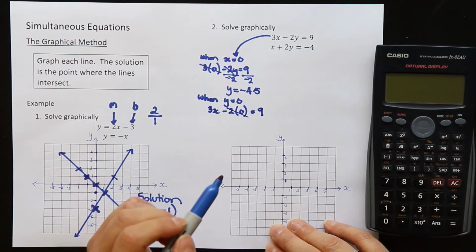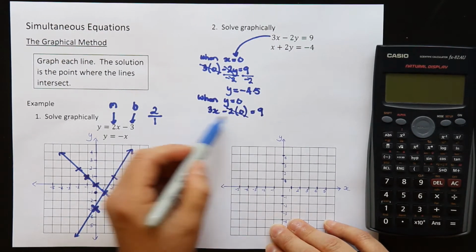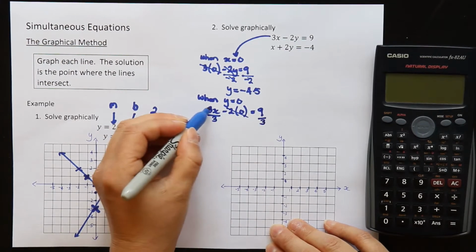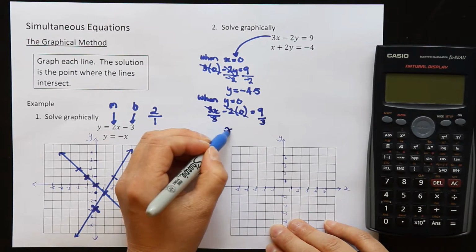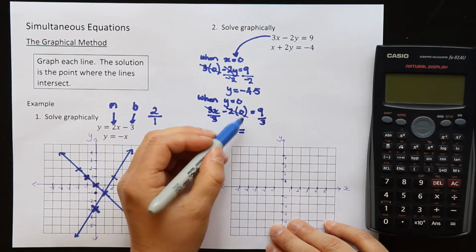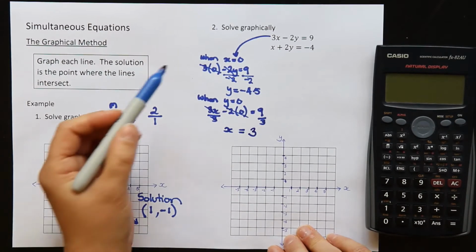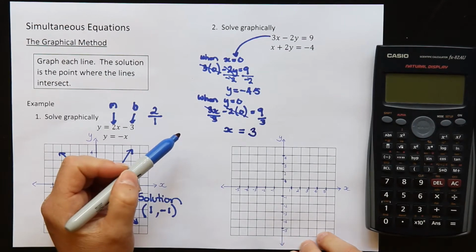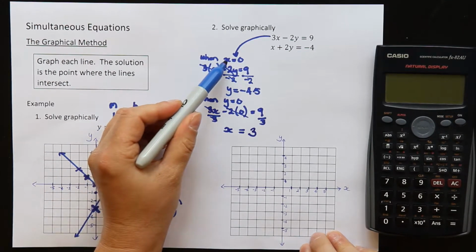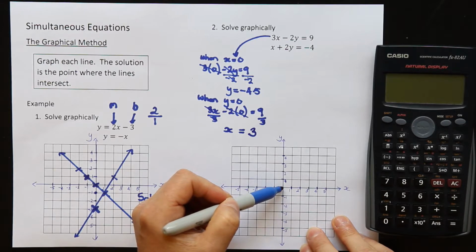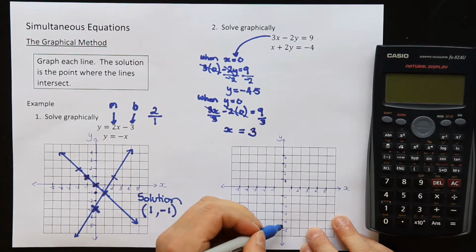2 times 0 is nothing, so I have 3x equals 9, so I divide by the 3, and that tells me that x is equal to 9 divided by 3, which is 3. Now this is just to sketch this first line. When x is equal to 0, on my graph right here in the middle, y is equal to -4.5. Okay, that gives me my y-intercept.